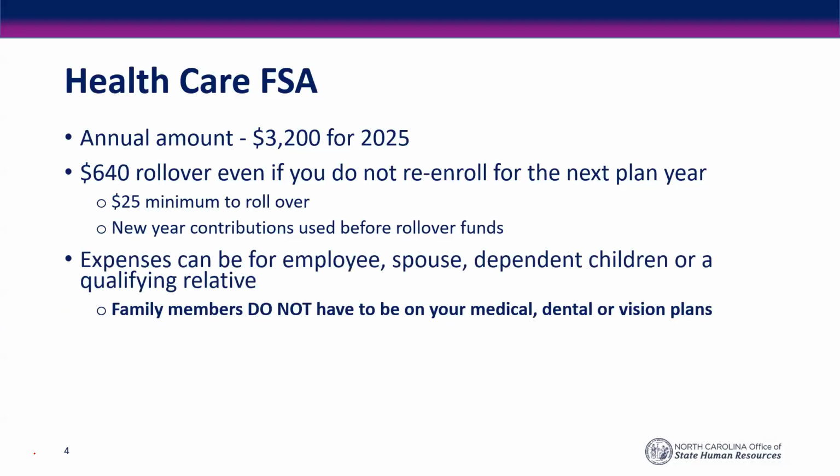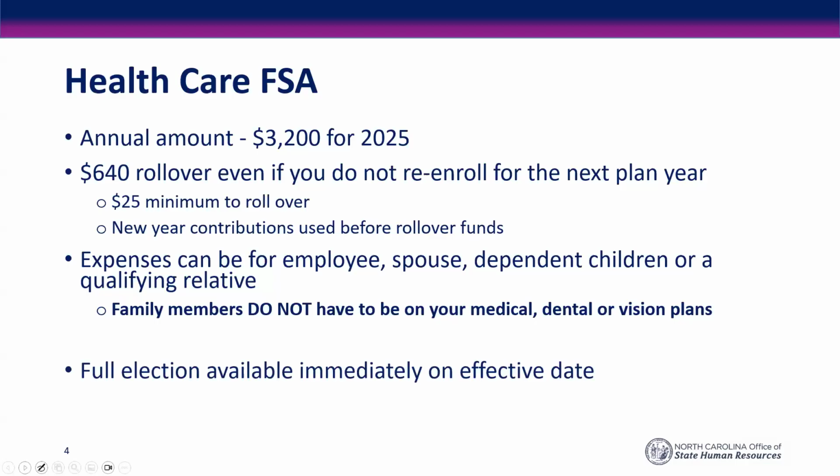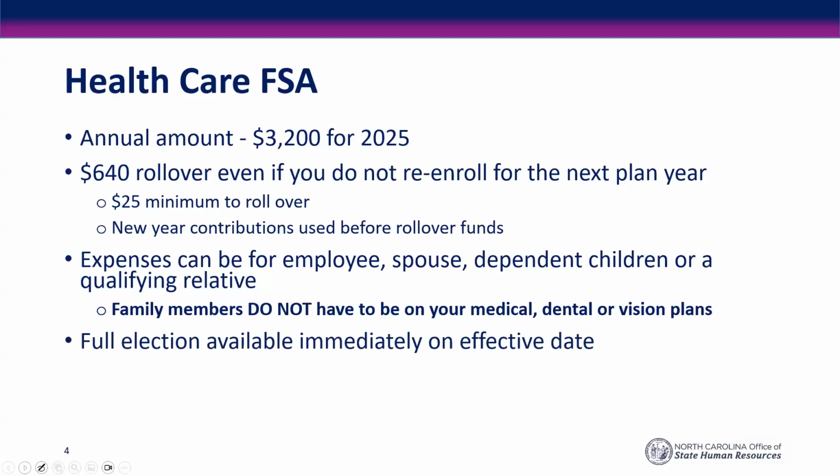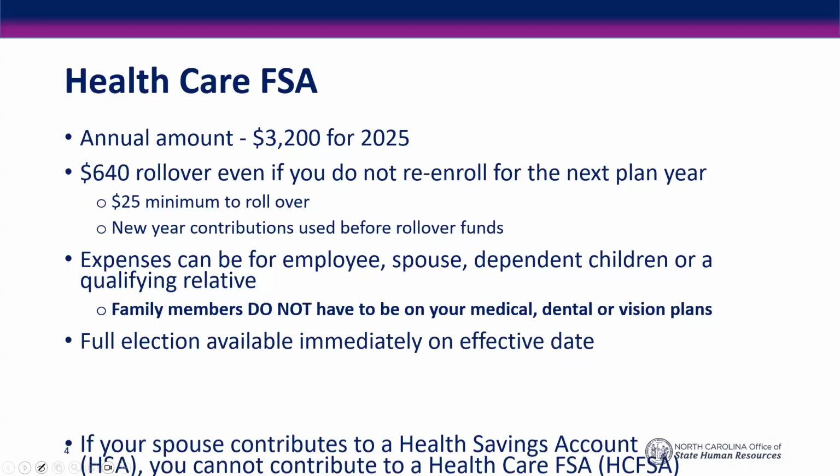All right, let's see. So you can use expenses on the healthcare FSA for yourself, your spouse, your dependent children, or a qualifying relative. Family members do not have to be on your medical, dental, or vision plans. A lot of people think they have to use FSA money for them. They do not. They can have their own dental, vision, and medical, and you still use that money for them. Like I mentioned on the healthcare FSA, the full election is available immediately when it becomes effective.